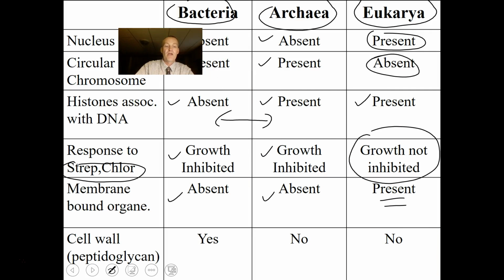So, cell wall made of peptidoglycan. Peptidoglycan is a molecule that bacteria make their cell walls out of, but archaeans do not, and eukaryotes do not make their cell walls out of peptidoglycan.